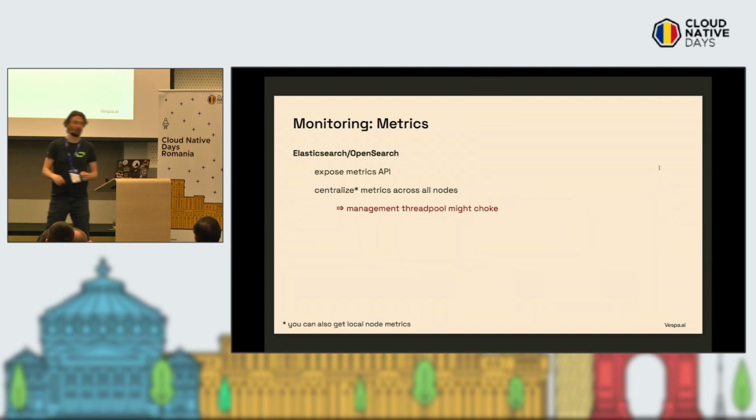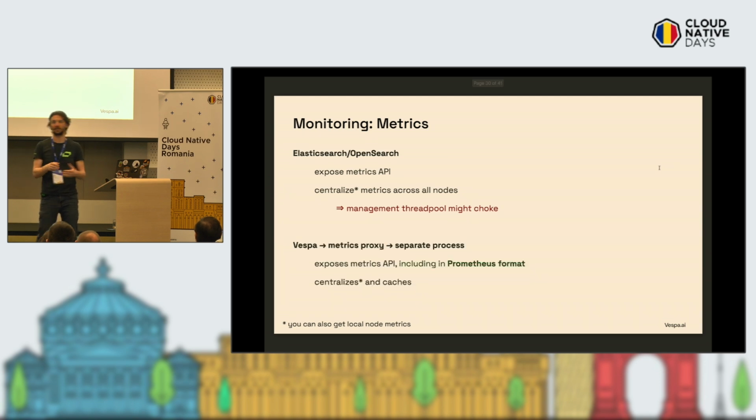Okay. Moving on to monitoring. So Elasticsearch and friends all have metrics APIs. You can connect to them, get the metrics for the whole cluster or for the local node. If you get them for the whole cluster, this will be more taxing, of course. And it uses a thread pool that also does other things, for example, responding to pings from the master node. So the cluster stability might be affected by your metrics or the other way around.